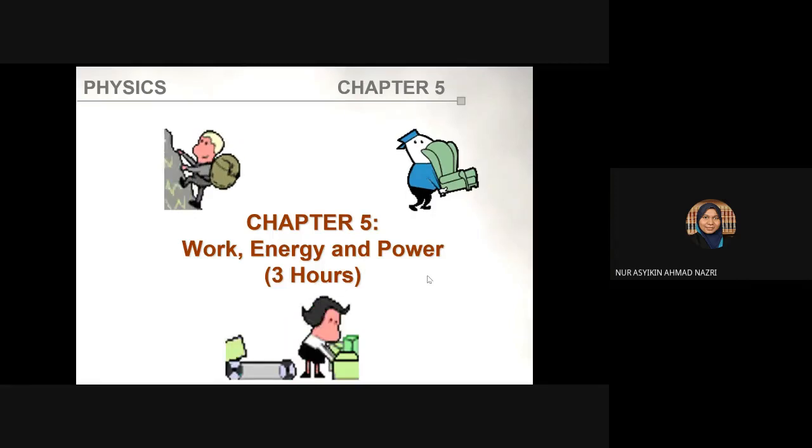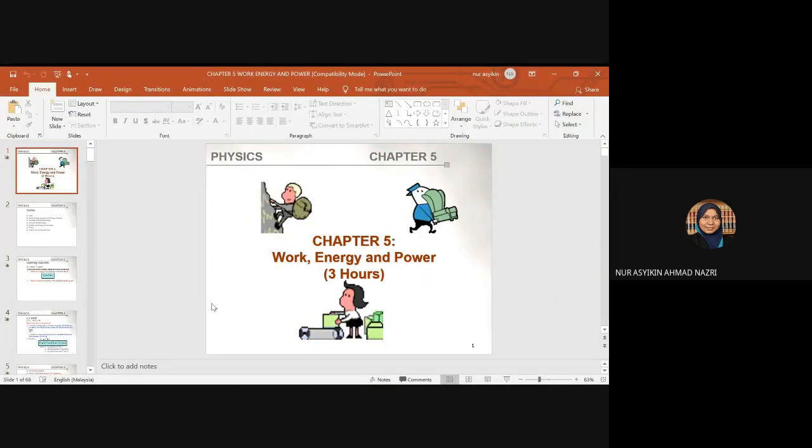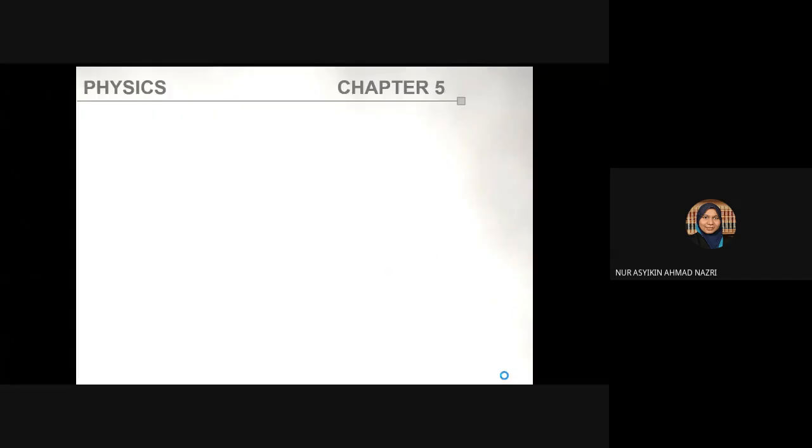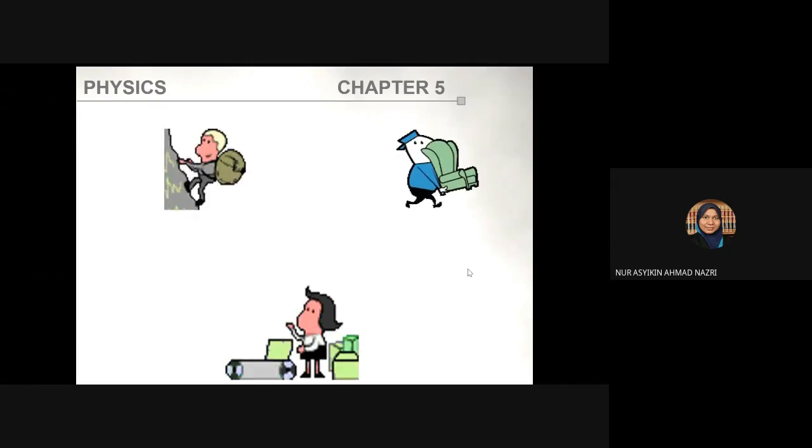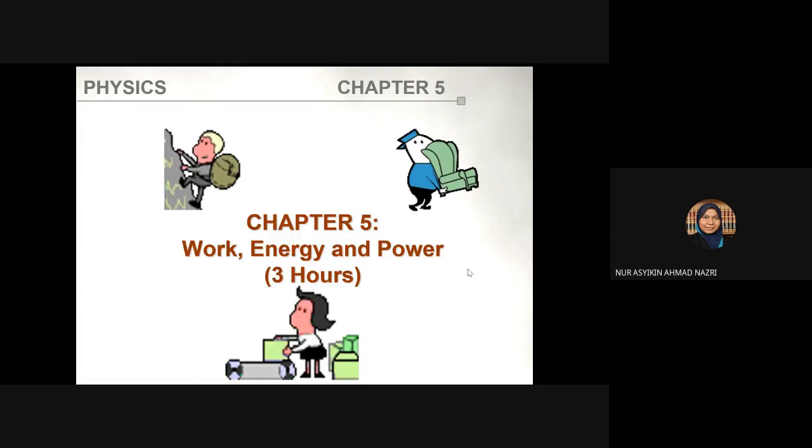Kalau awak kira berapa yang masuk, berapa yang keluar tu, kalori kan, kalori yang awak makan semua tu. So itu adalah one of the energy lah. But in terms of physics, we are not looking at that lah, the chemical energy.